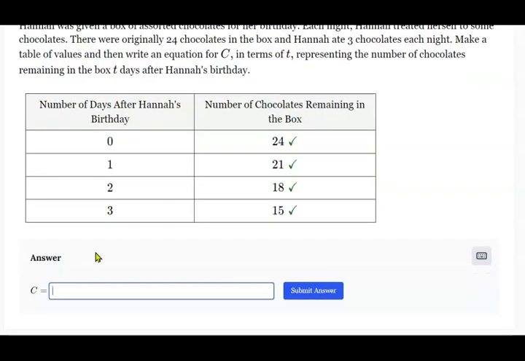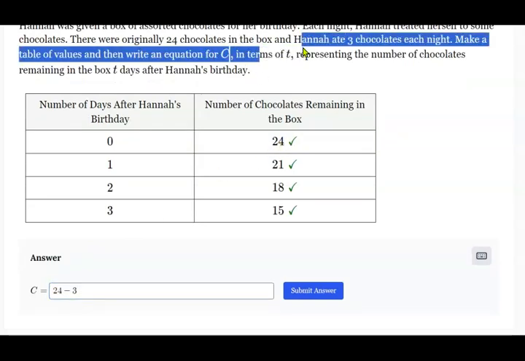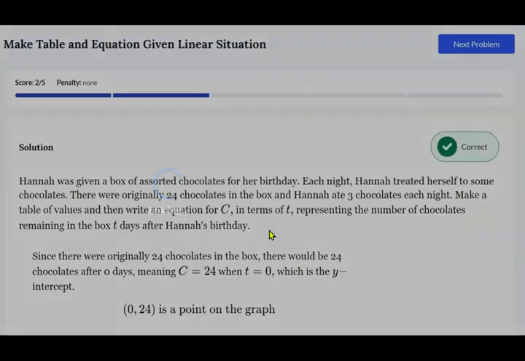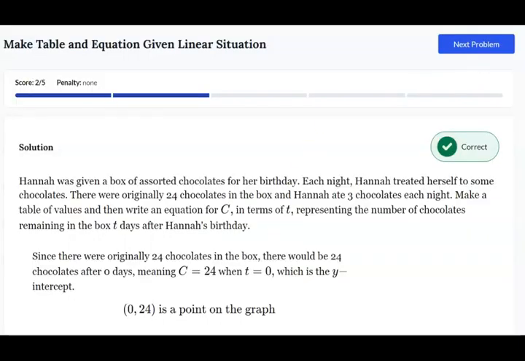And since you know you're starting with 24, you should put the 24 first. And you know you're subtracting 3 chocolates each time you eat, right, in terms of T. So there we go. So we need a T here. Submit your answer, and you're all set. Good luck.